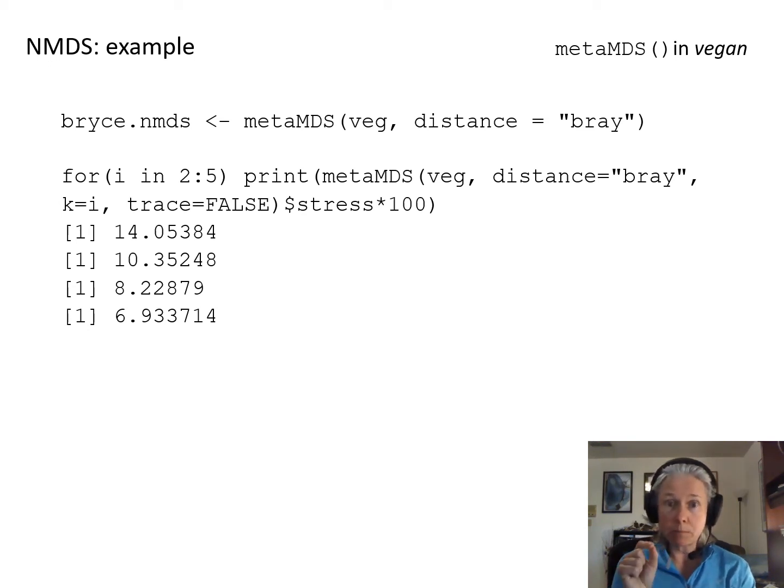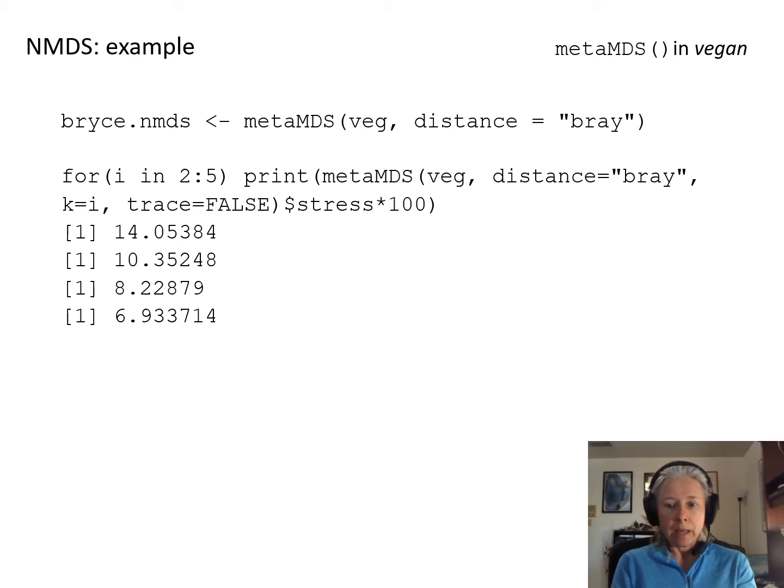MetaMDS, by the way, reports stress as a proportion, so you have to multiply the result by 100 to get a value comparable to the rules of thumb we covered earlier and comparable to output from other functions. So recall that earlier we got, with the NMDS function from LabDSV, a stress value of 19 point something for our two-dimensional solution, or at least I did. Remember that NMDS uses random configurations to start, so your results may differ.